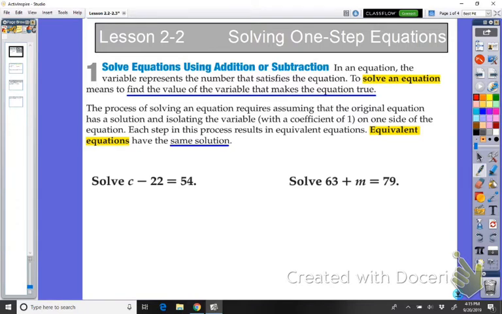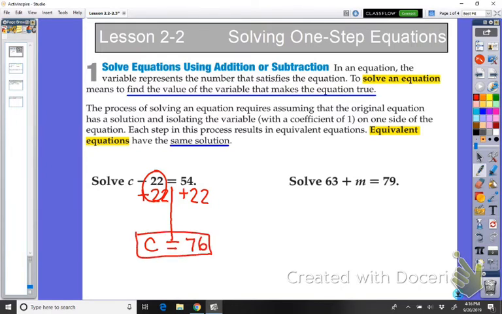So you can see the variable c we want to get by itself, and right now you're subtracting 22. So we need to do the opposite of that. And last year you might have seen a separator line, kind of like a T-chart, down from the equal sign. So we're going to do the opposite of subtracting, and that's adding 22 to both sides. So then this makes 0 on the left, and we get c is equal to 76.